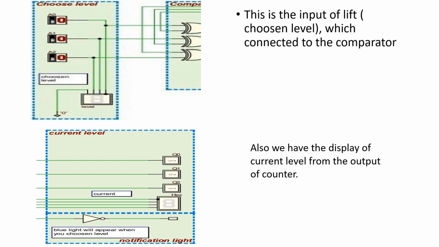Okay, and you can see we have the choose level here, A0, A1, and A2. This gets the input of the user, so he can choose the level he wants to go to. We also have the current level displayed to the user. As I said just now, the comparator takes the input from the choose level and current level to compare the values. For example, A0 is compared with Q0, A1 is compared to Q1, and A2 is compared to Q2.